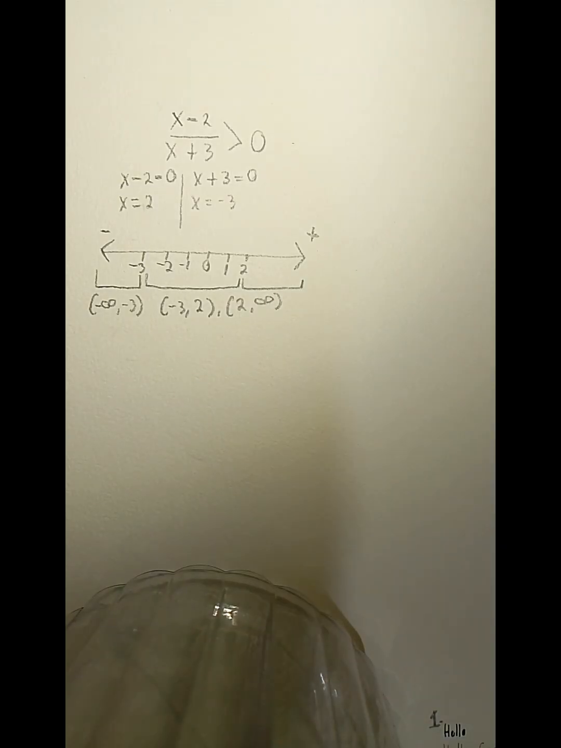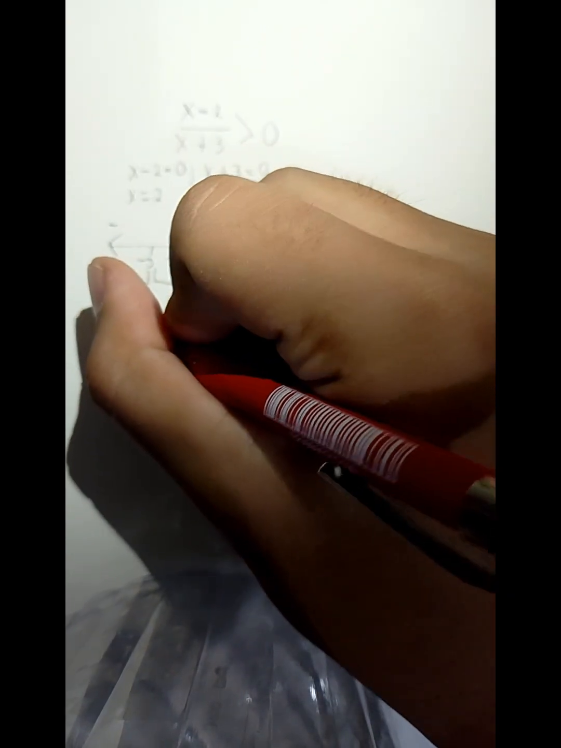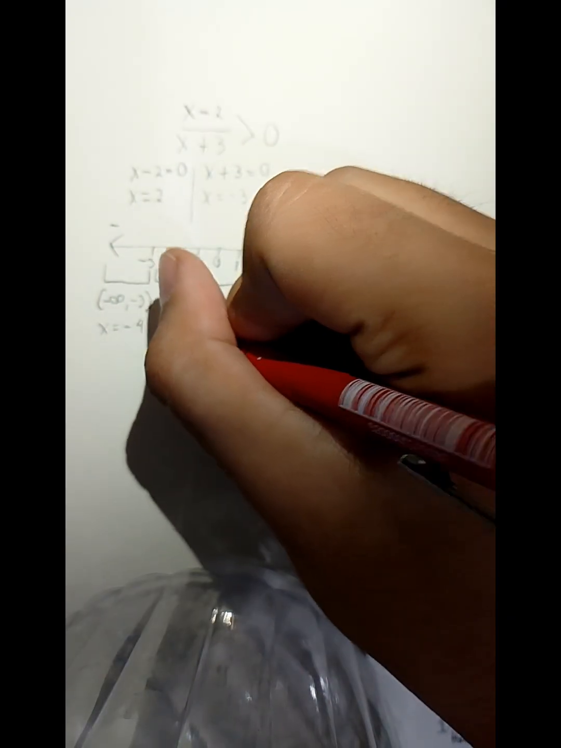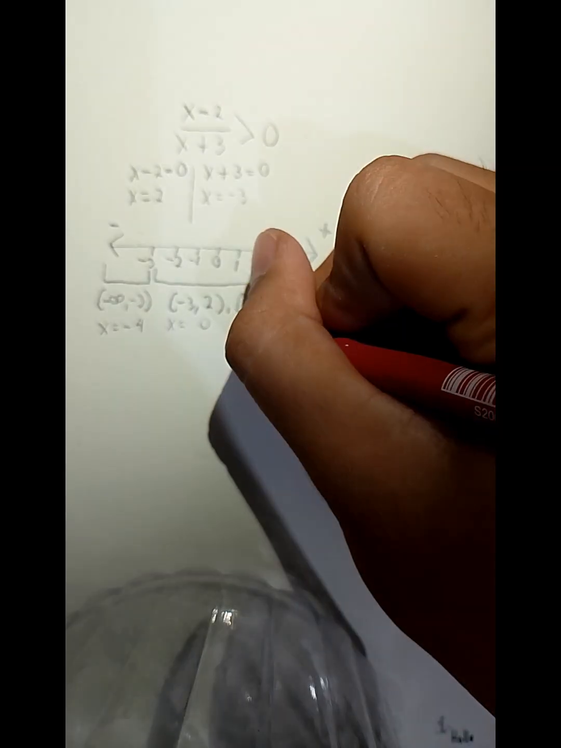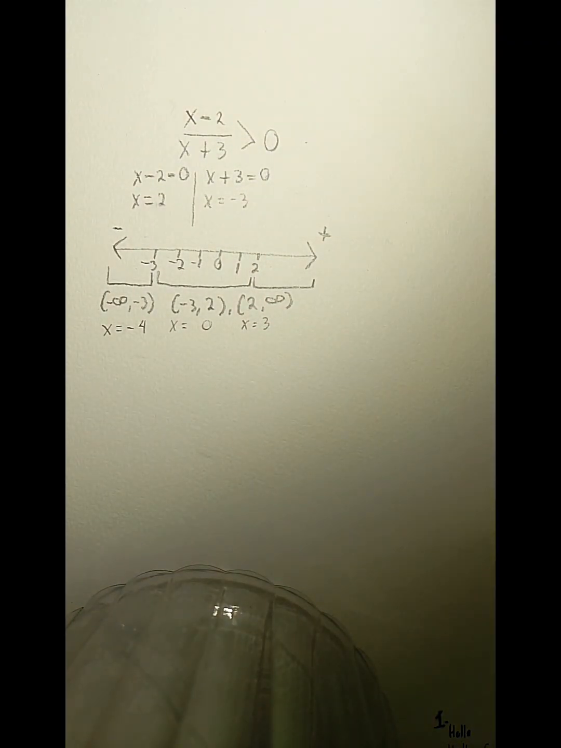Now that we have graphed the line, it's time to test each interval. To solve the intervals, always get the number closest to zero between the two numbers. So our test points are x equals negative 4, x equals 0, and x equals 3. Now we will begin solving all the test points.